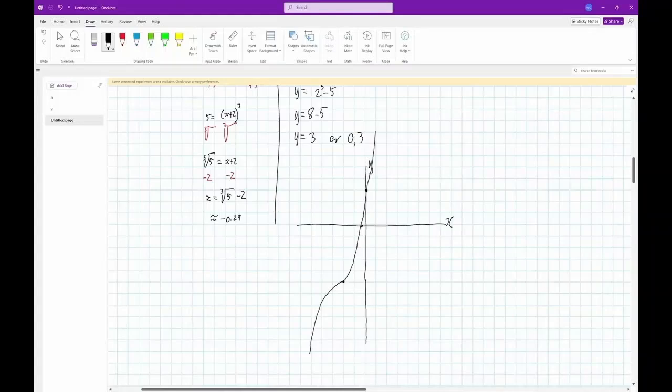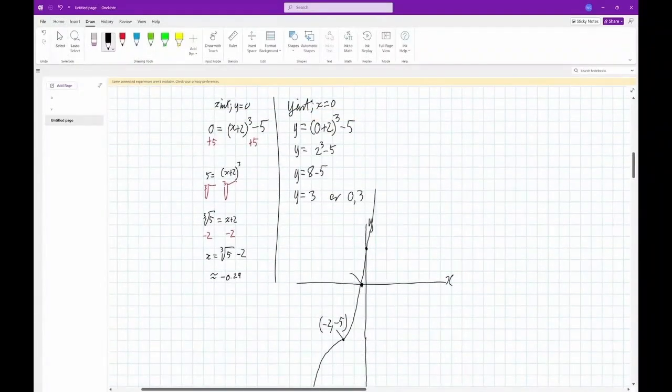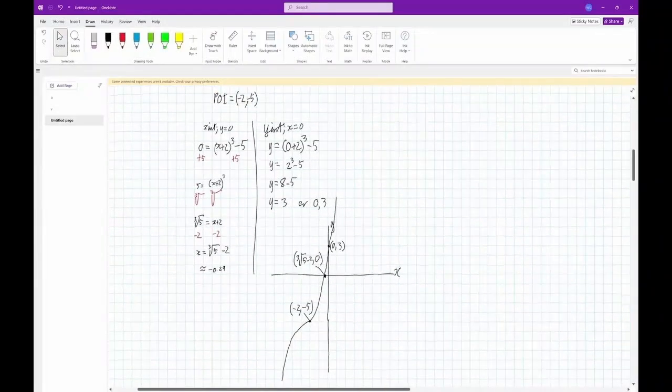Correct. And so let's just fix up that x-intercept there. So let's just label our points now. We have (−2, −5). We also have our cube root of 5 minus 2, comma 0. And then finally we have (0, 3) there. And then that is how we draw a cubic from point of inflection form. And now we're going to look at doing a cubic from factorized form.